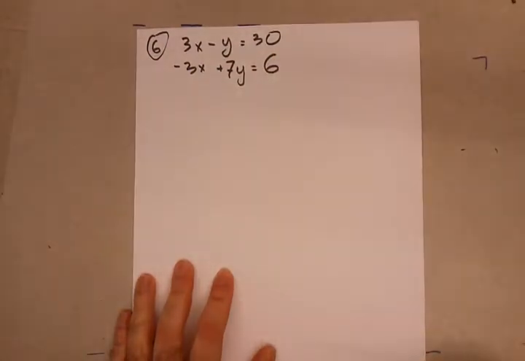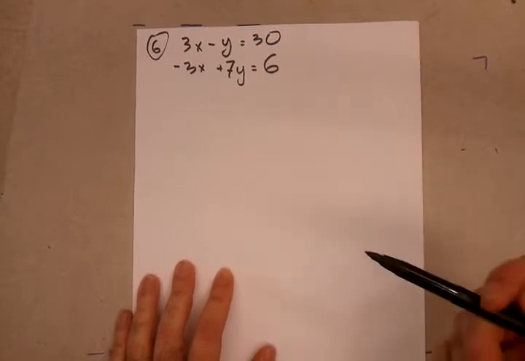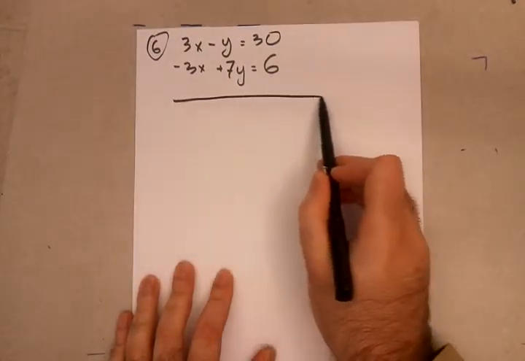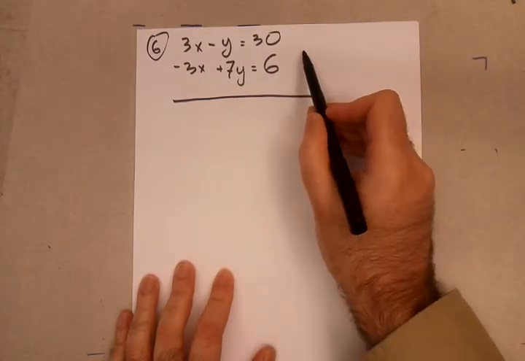3x plus a negative 3x is a 0. It gets rid of the x variable. If you use subtraction here, nothing would go away. So subtraction, while you can use it, wouldn't yield a result that was useful to us. So we're going to use addition.